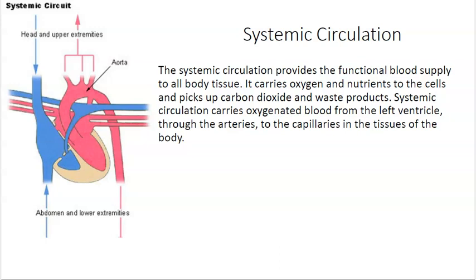Systemic circulation. The systemic circulation provides the functional blood supply to all body tissue. It carries oxygen and nutrients to the cells and picks up carbon dioxide and waste products. The systemic circulation carries oxygenated blood from the left ventricle through the arteries to the capillaries in the tissues of the body. That is systemic circulation.